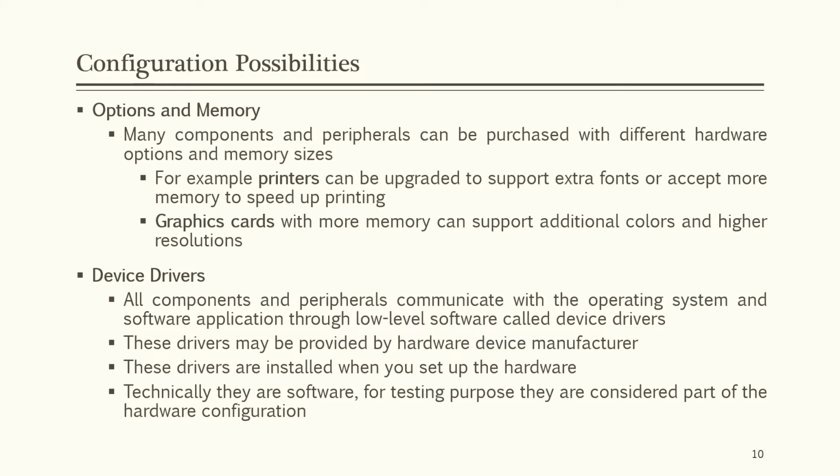The next configuration possibility is options and memory. Many components and peripherals can be purchased with different hardware options and memory sizes. For example, printers can be upgraded to support extra fonts or accept more memory to speed up printing. Graphics cards with more memory can support additional colors and high resolutions.